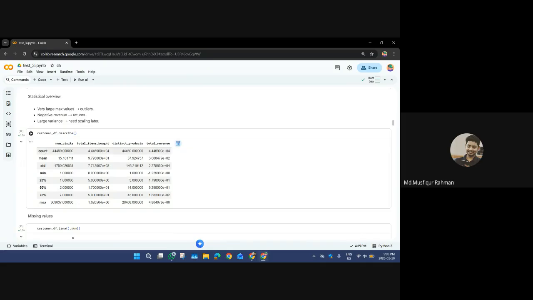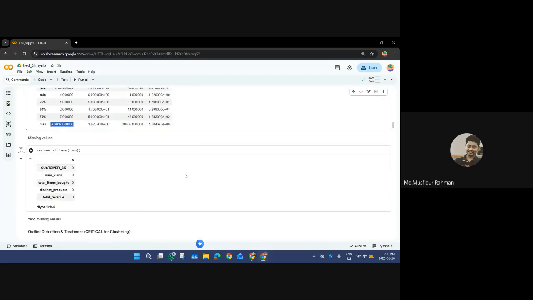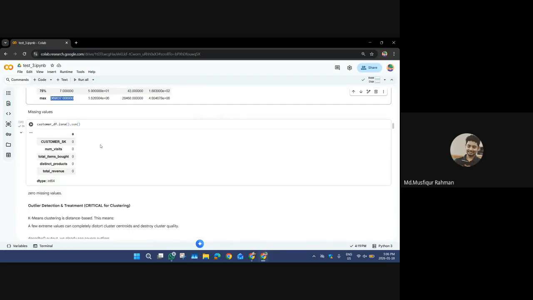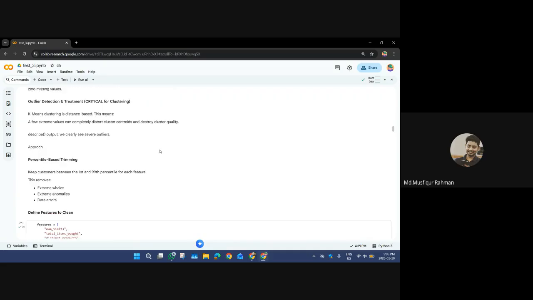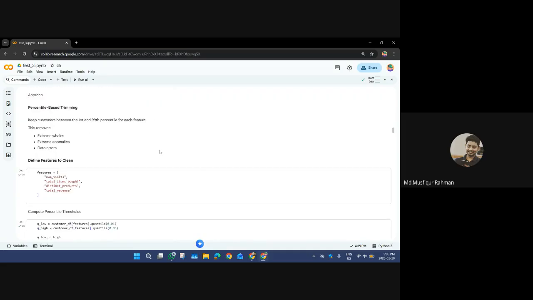So here you can see the standard deviation, means, and other maximum values. It clearly states that there are lots of outliers, because in the revenue section I found some negative values and the maximum is very high. So we need to scale the data as well. I also checked for missing values in my features, and there's no missing value. Then we need to remove the outliers and anomalies.